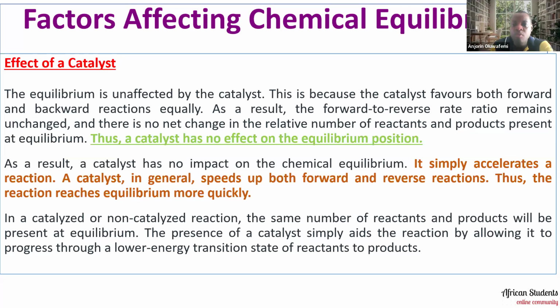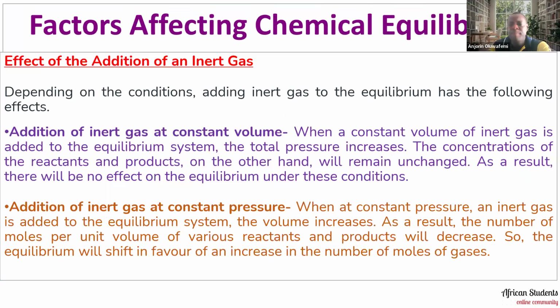Okay, so we move on now to the next one, which is the effect of the addition of an inert gas. Depending on the conditions, adding inert gas to equilibrium has the following effects. Addition of inert gas at constant volume. When a constant volume of inert gas is added to the equilibrium system, the total pressure increases. The concentrations of the reactants and products on the other hand will remain unchanged. As a result, there will be no effect on equilibrium under this condition.